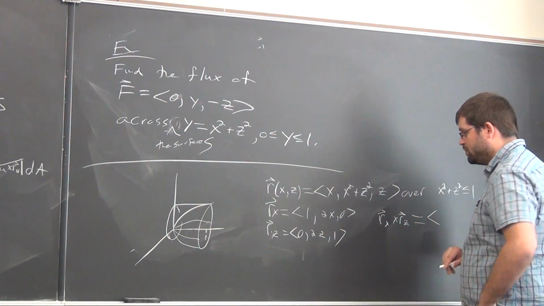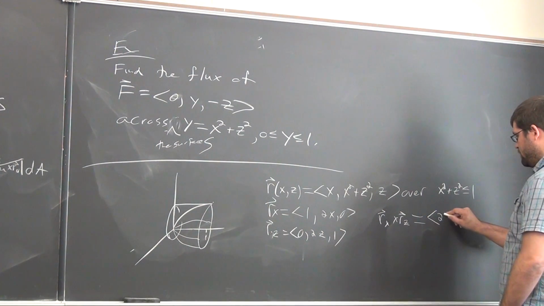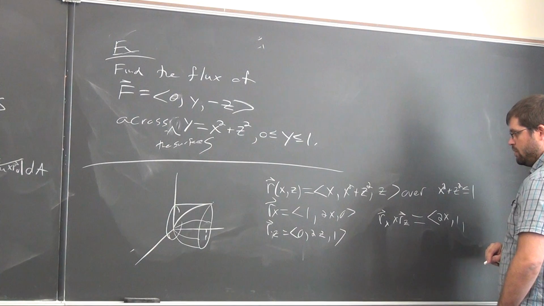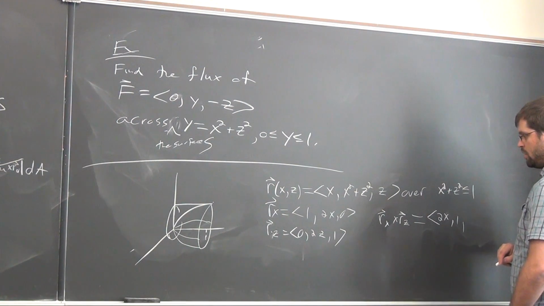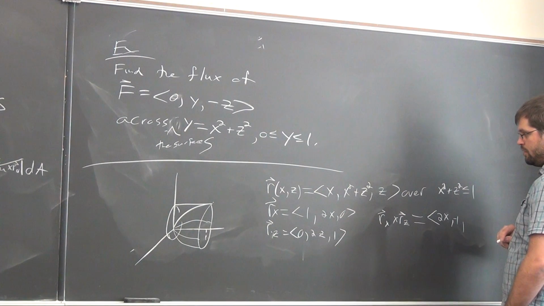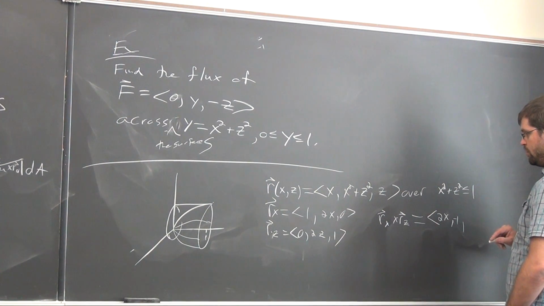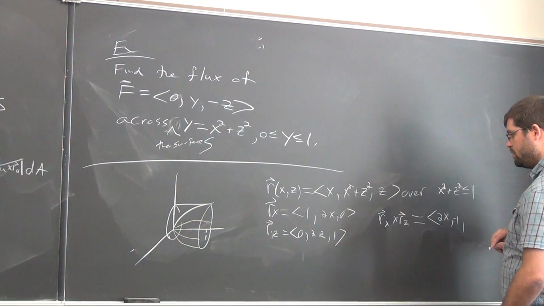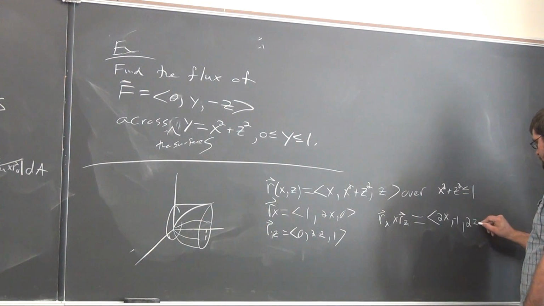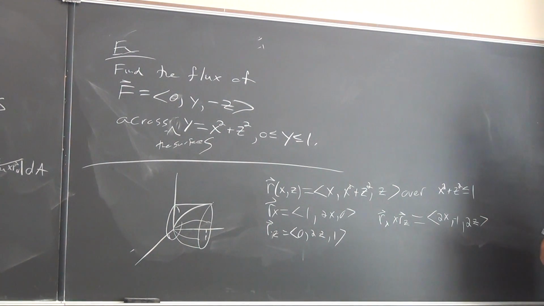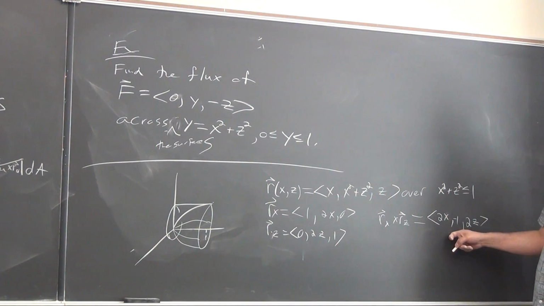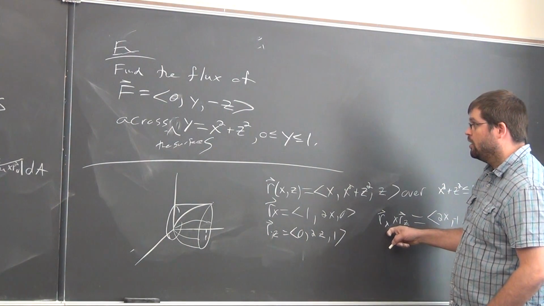So 2x, then negative 1, then 2z. Isn't the middle term always negative? Yes. Okay, so you get this, and now we're going to do this, crossed with f of that.